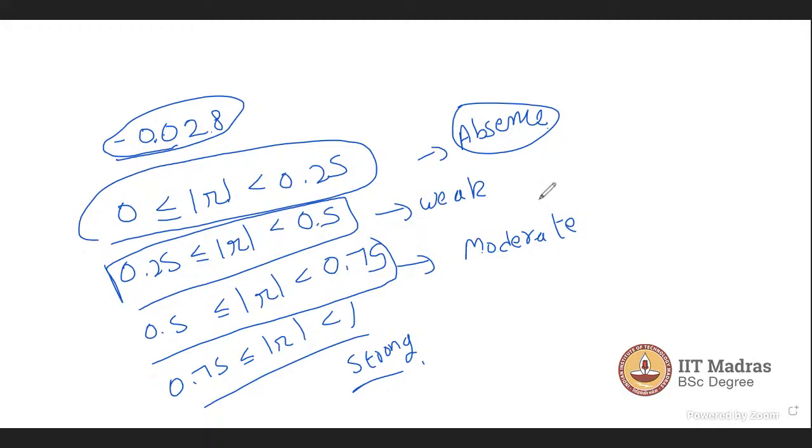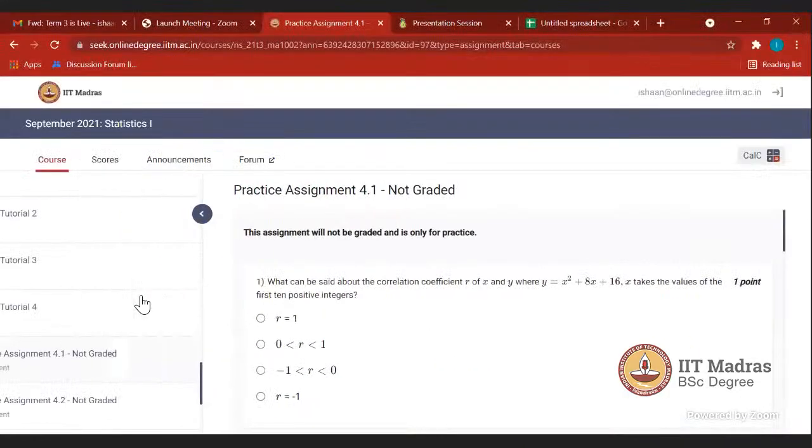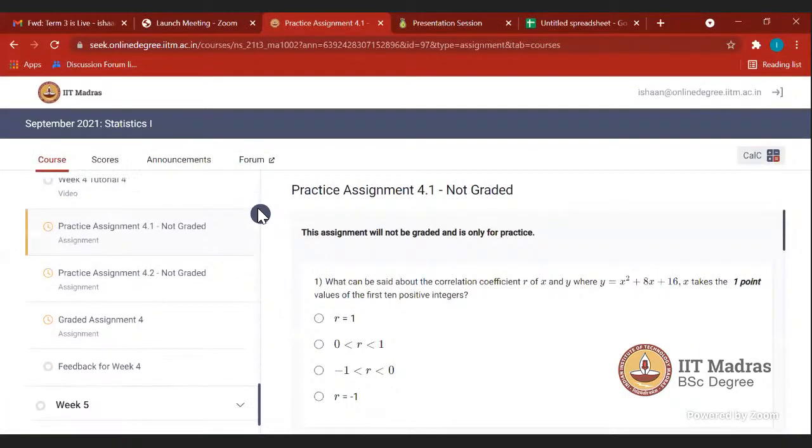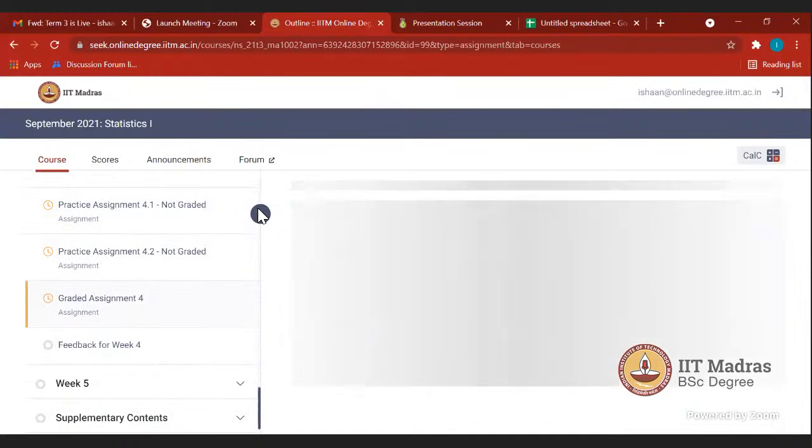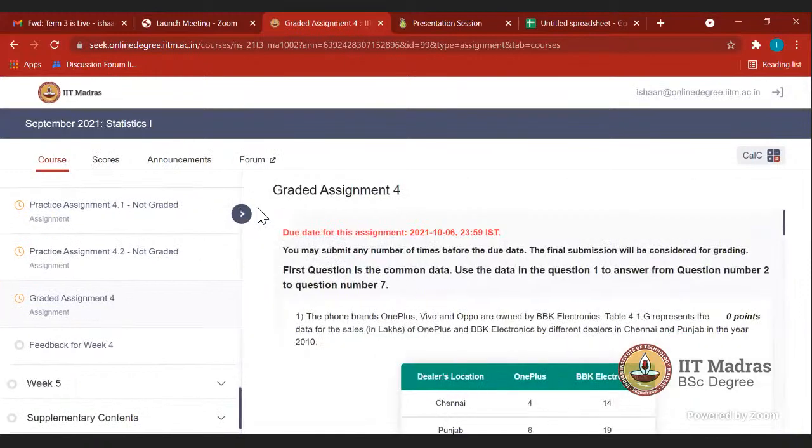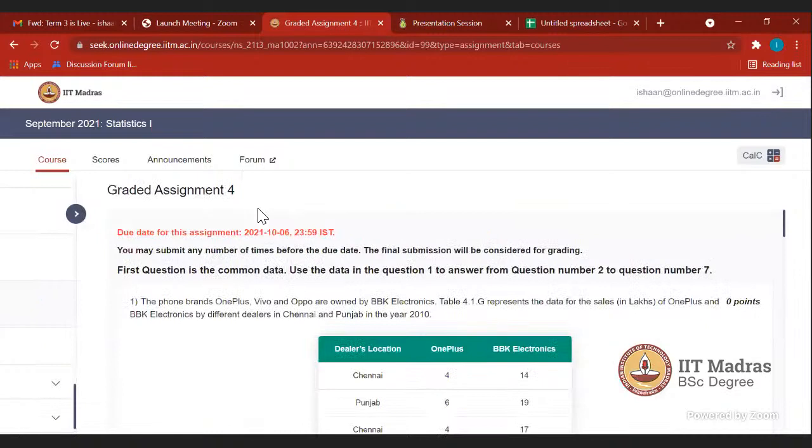Someone has doubts on Graded Assignment 4. Sir, this categorization in questions 5 and 6 is based on some assumption. It's just mathematical, it's just assumption. Different people assume it differently. Ma'am assumed it like that. Okay, got it, it is a subjective assumption. Okay, fine.